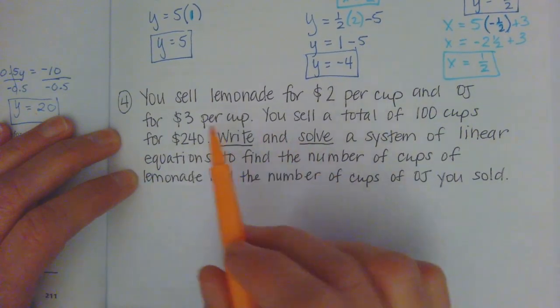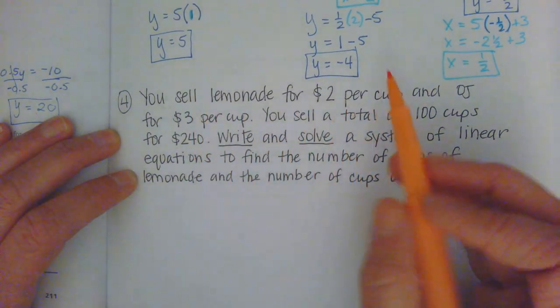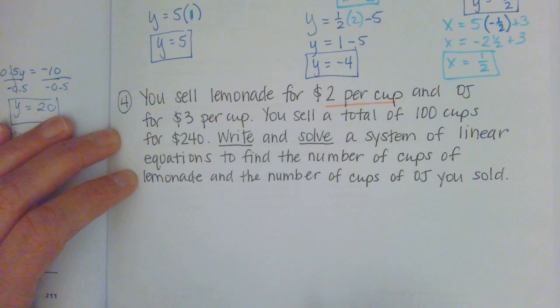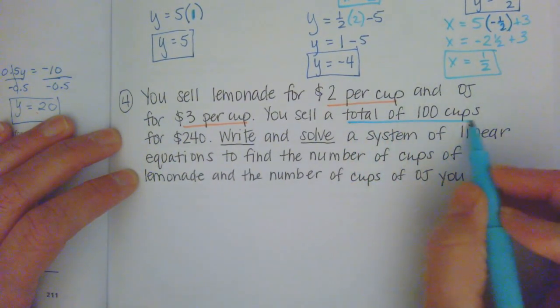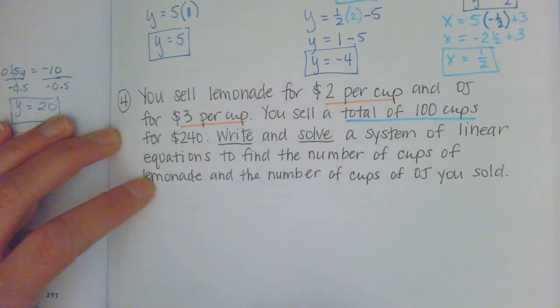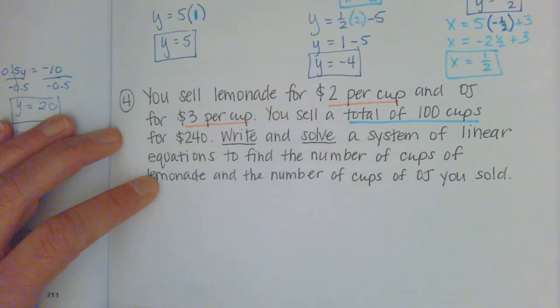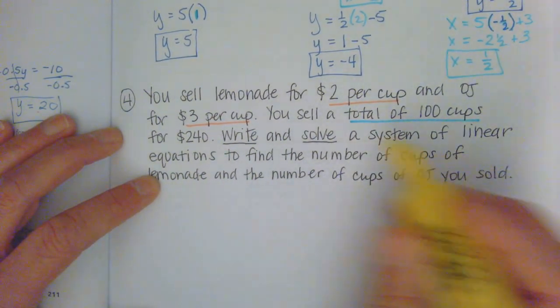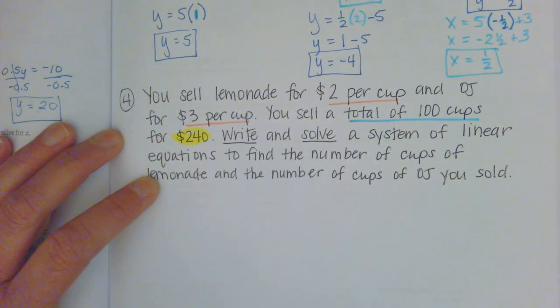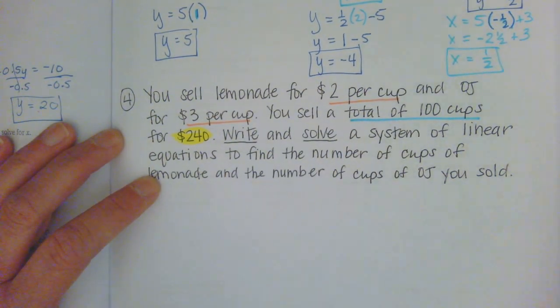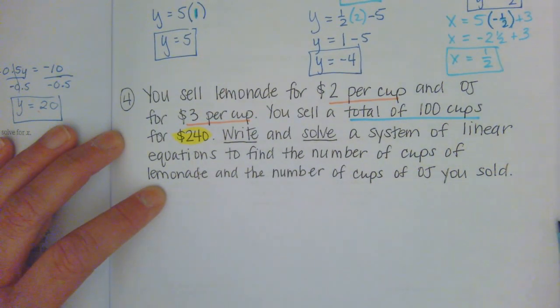So we're going to look at this problem, and it says you sell lemonade for $2 per cup. So that's going to be a changing amount. And orange juice for $3 per cup. You sell a total of 100 cups. And we also know that we made $240. So write and solve a system of linear equations to find the number of cups of lemonade and the number of cups of OJ that you sold.